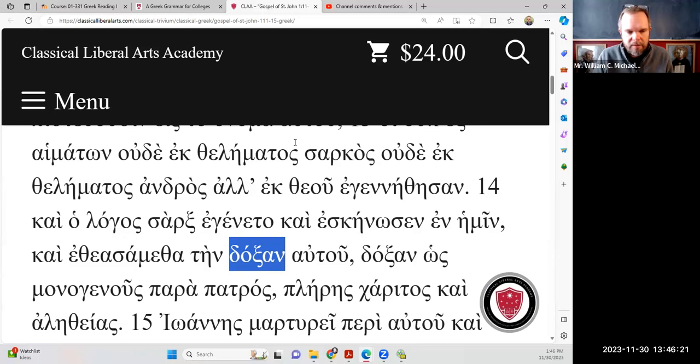What do you notice about the stem of this word? It's an alpha stem. Okay, let's get that first. It's an alpha stem, so it's first declension. And what do you notice about the ending?